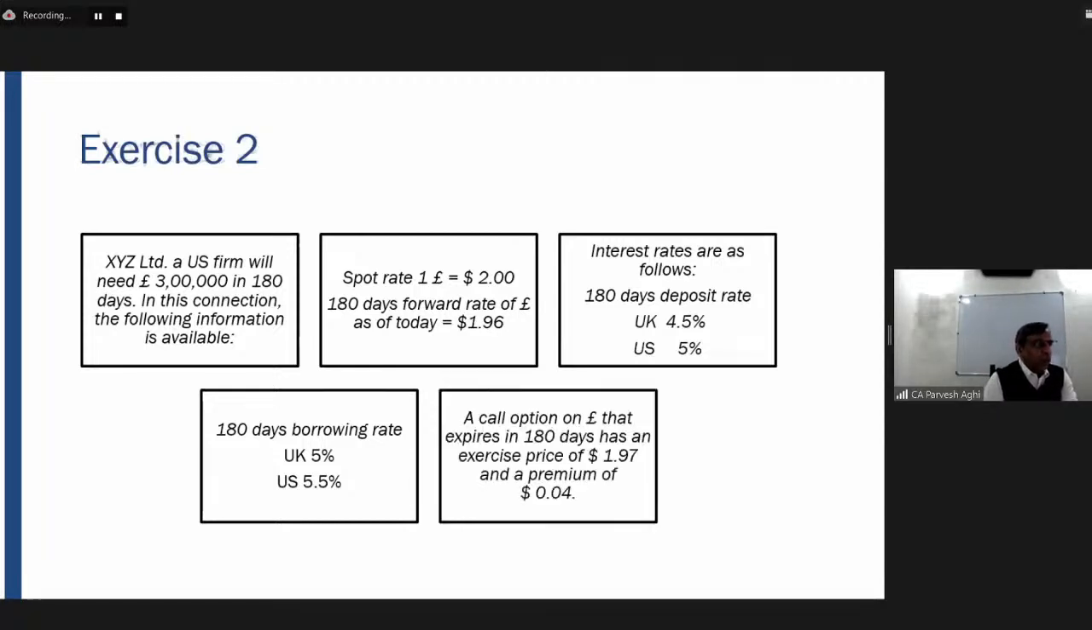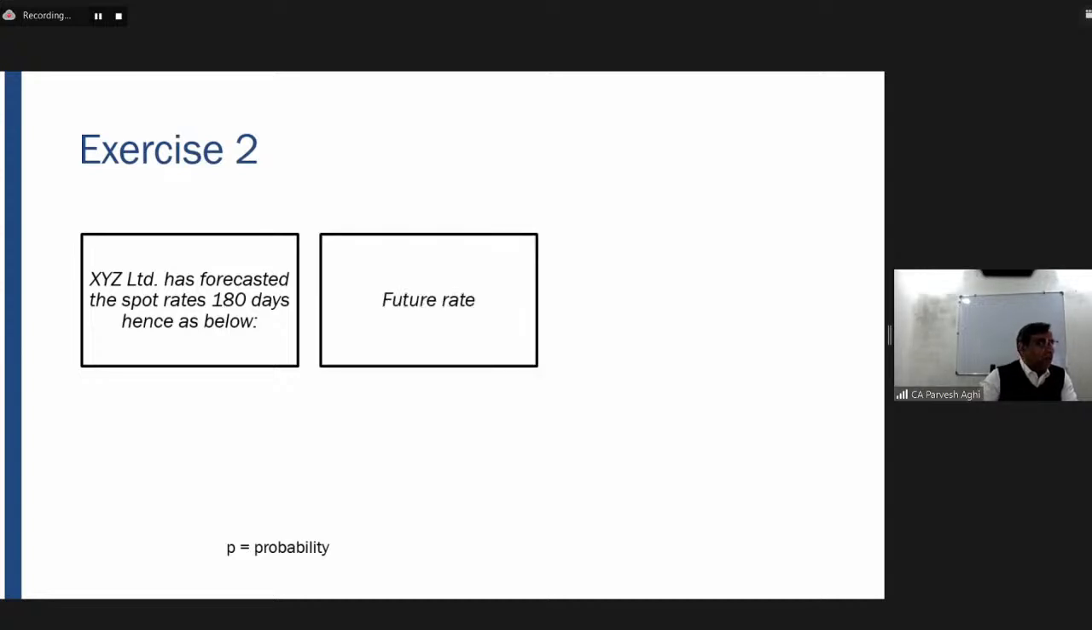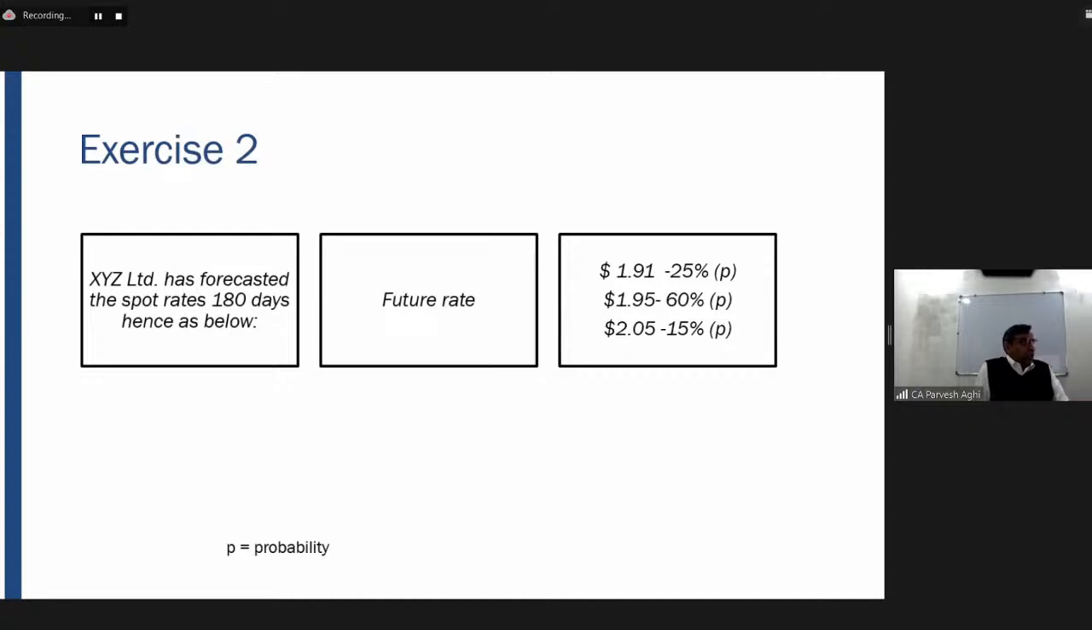A call option on pounds that expires in 180 days has an exercise price of $1.97 and a premium of $1.4. This is what the call option is currently trading at. XYZ Limited has forecasted the spot rate after 180 days. There is a 25% chance that £1 will be equal to $1.191, a 60% chance that the rate will be 1.195, and a 15% chance that the pound will end at $2.05.